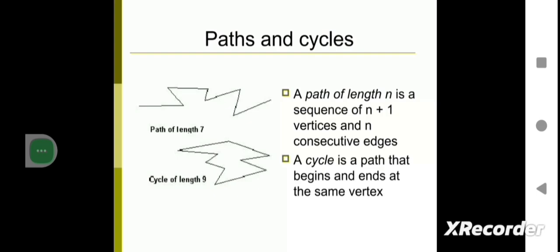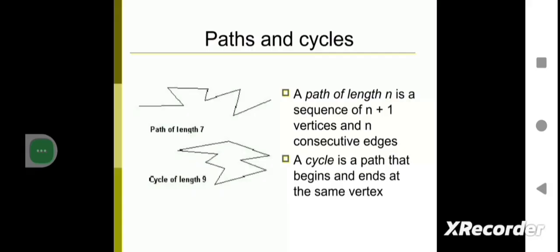Next definition, paths and cycles. Very simple one. A path of length n is a sequence of n plus 1 vertices and n consecutive edges. Path of length n, that is n number of length and n plus 1 vertices. Here in the first figure, 1, 2, 3, 4, 5, 6, 7, there are 7 edges but 8 vertices. That is n plus 1 vertices. N edges and n plus 1 vertices. That is n consecutive edges. That is the path. There is no break between those edges.